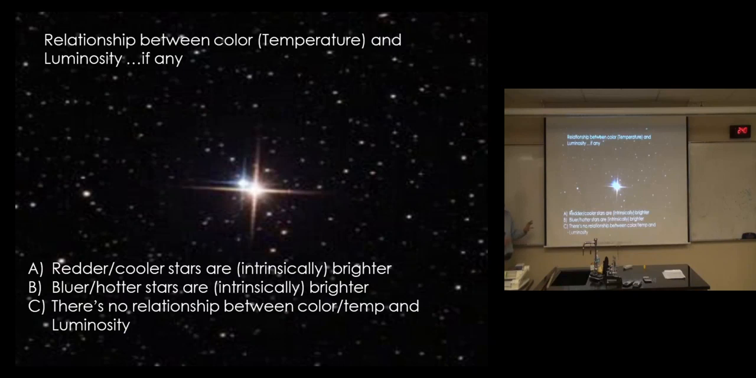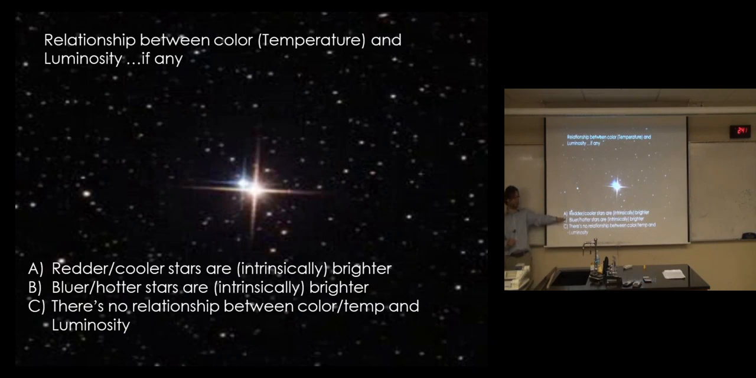Is there any relationship between the thing we know, which is temperature, aka color, and luminosity? So the options are: there's absolutely no relationship between them, and you can have bright red stars or bright blue stars or dim red stars and dim blue stars, totally uncorrelated. Or the redder stars are intrinsically brighter and put out more power, or the bluer stars are intrinsically brighter and put out more power.